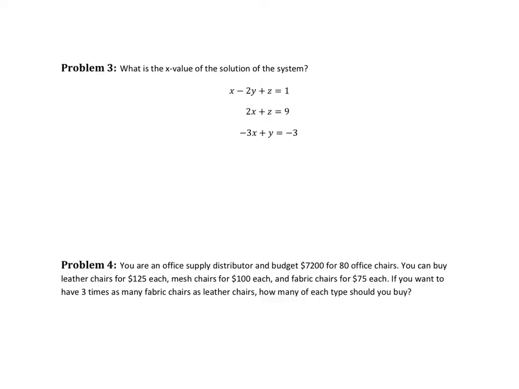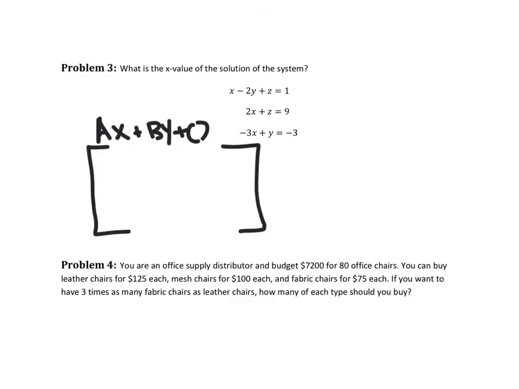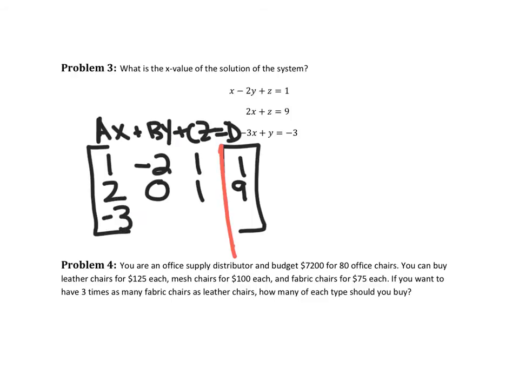Okay, now problem number 3 says, what is the x value of this solution? When I put this into my matrix on my calculator, I have to be really careful. Remember again, it's ax + by + cz = d. So my first row is 1, -2, 1, with an answer of 1. We like to put this line to separate out the answers, but you're not going to see that on your calculator. The next row would be 2, 0y, 1z, 9, and then -3, 1y, 0z, -3.